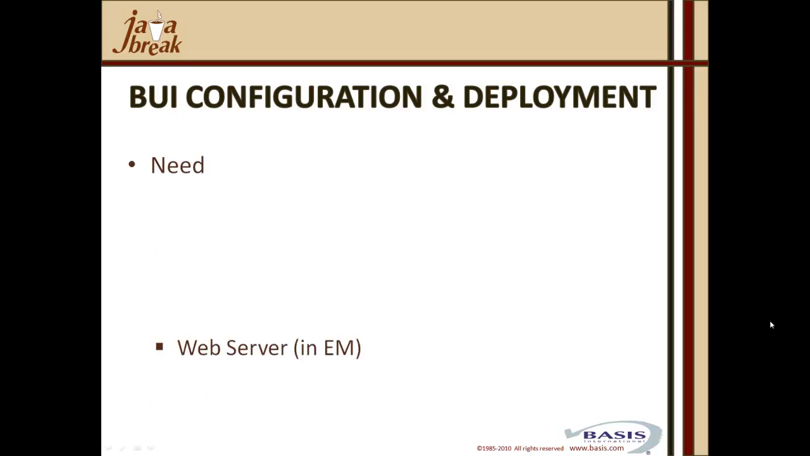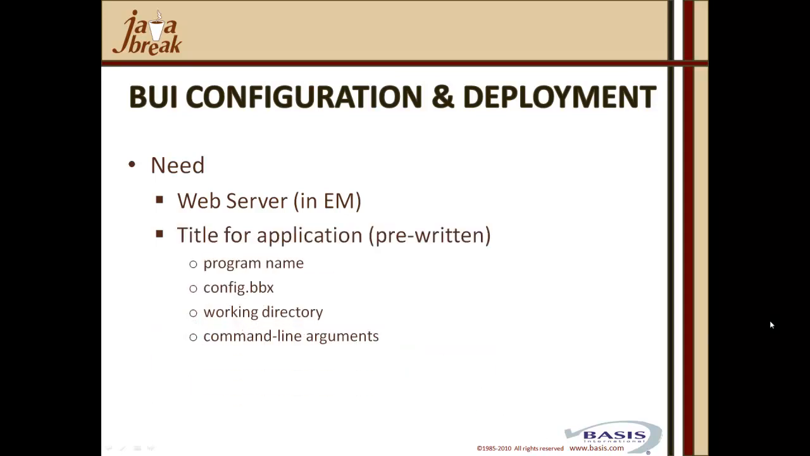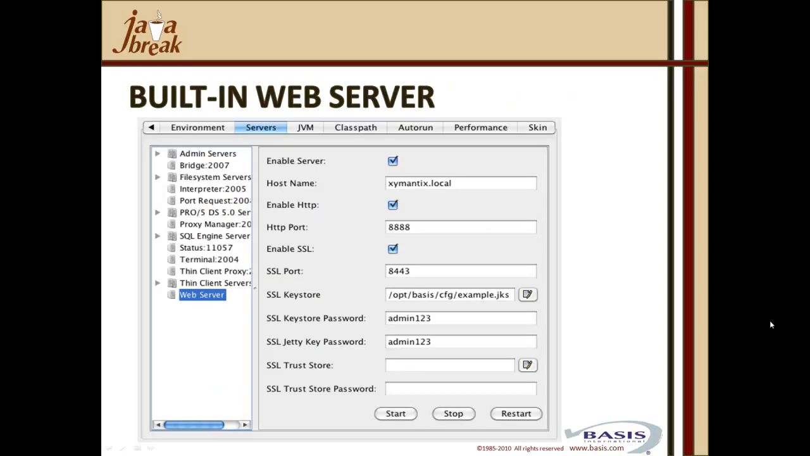There's several things that you need. Firstly, you need a web server. Well, the good news is we're shipping a web server now in Enterprise Manager. You need to give your application that you want to run in the browser a title. That's your pre-written GUI application. You need to tell the buoy configuration in Enterprise Manager the name of the program, the location of your config.bbx file, the working directory, and pass on any command line arguments that your program requires. You then need to be able to harvest the link, so we generate that link for you for your browser. And then you need to do some testing to ensure that your application functions appropriately in the browser.